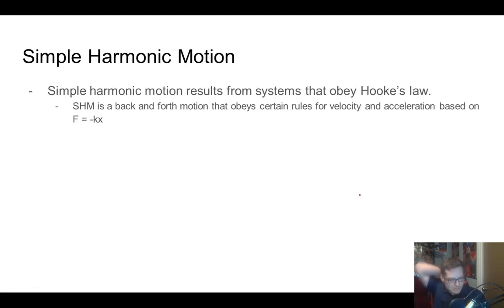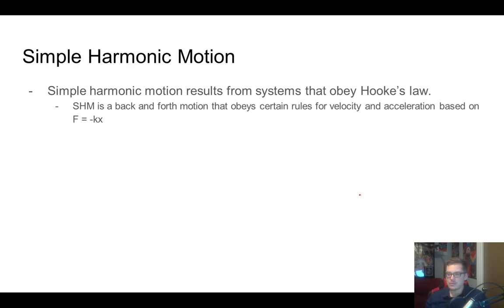Simple harmonic motion. So this gets us to this idea of simple harmonic motion. Anytime we have a system that obeys Hooke's law, or this idea that we have a force that's related to our displacement by some constant, that's Hooke's law. Anytime we have this back and forth motion around an equilibrium point, we are going to have what's called simple harmonic motion.